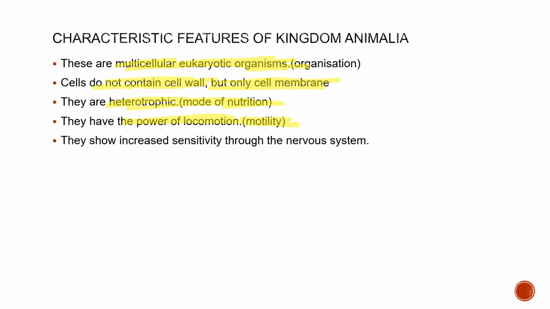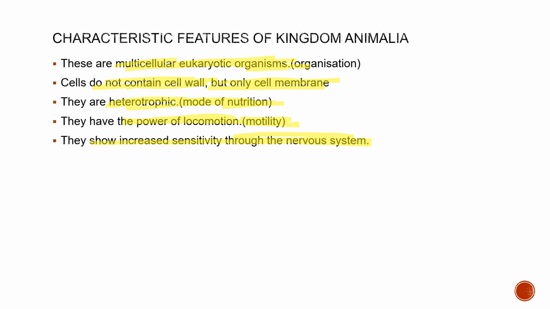Is it clear? Now they show increased sensitivity through the nervous system. As the animals have well developed organs and well developed tissue systems, they form organs which help in increasing their sensitivity through the nervous system. This thing we did not have in the plant kingdom. So these are the main important characteristic features of Kingdom Animalia.